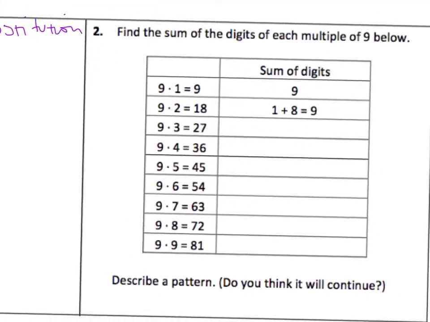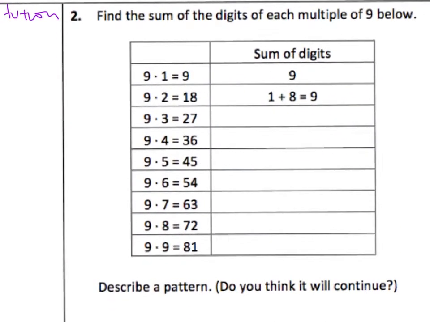All right, let's look at number 2. All right, 9 tricks. I love these. So find the sum of the digits for each multiple of 9 below.